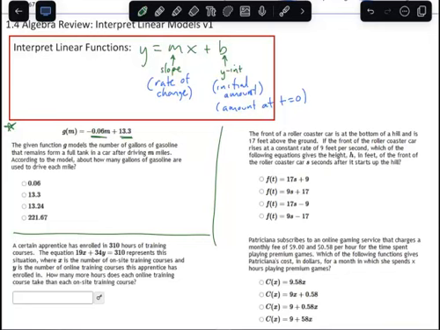Well, so what does that 13.3 represent in the car? The what? Yeah, that's how much gas is in it to start, right? That's the initial amount of gas. That it holds 13.3 gallons.